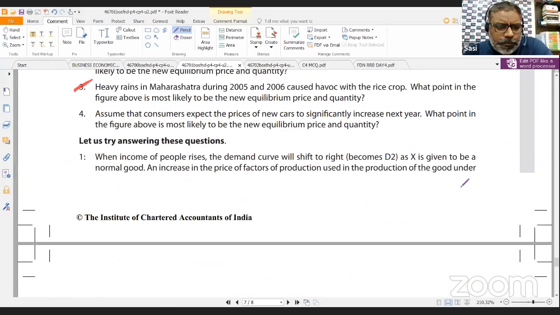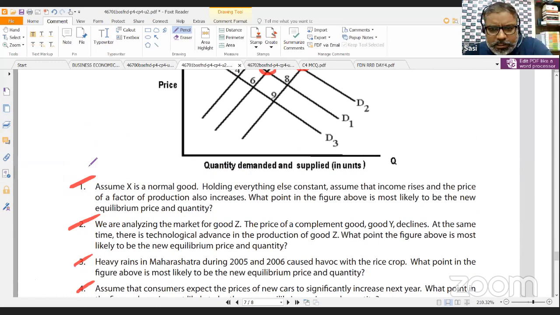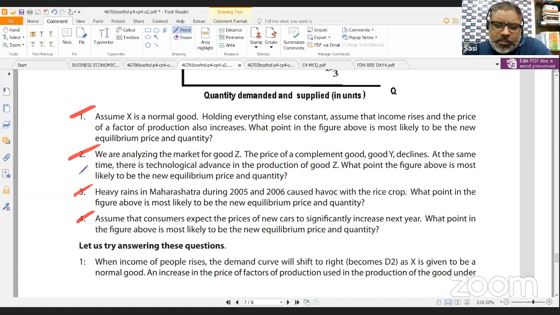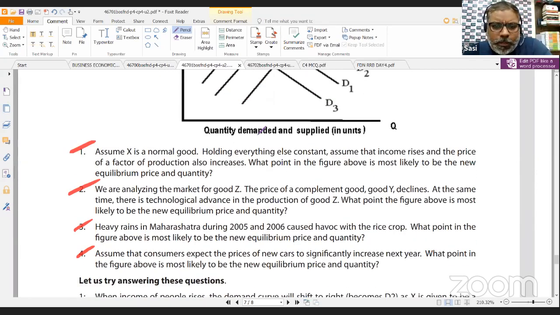Then the fourth question. Assume that the consumers expect the prices of new cars to significantly increase next year. So what will they do now? When they expect the prices of the cars will go up next year, they buy now. That means demand increased from D1 to D2. What point in the figure above is most likely to be the new equilibrium price and quantity? Supply remains the same. Only demand increased from D1 to D2, but supply remained S1. So the new point will naturally be point number 5.